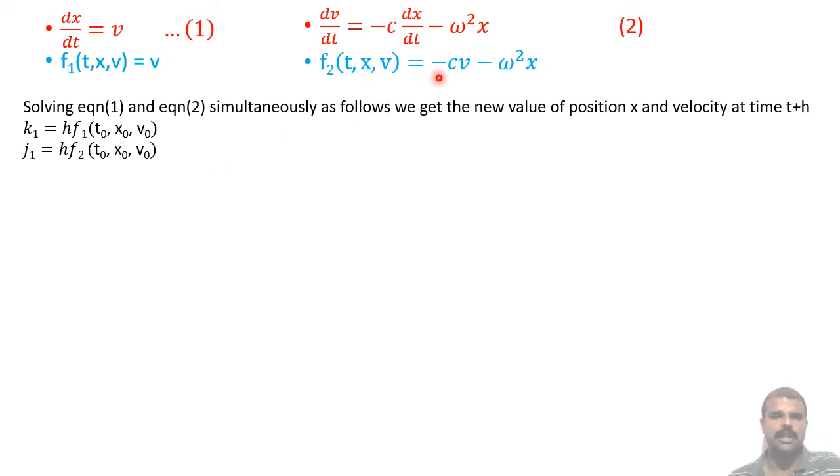This is to solve the second equation. The function for j1 is f2. Instead of writing f2 you can also substitute this equation. So it is your convenience, but I strongly suggest this one. So k1 and j1 are respectively the correction in x and the correction in v.